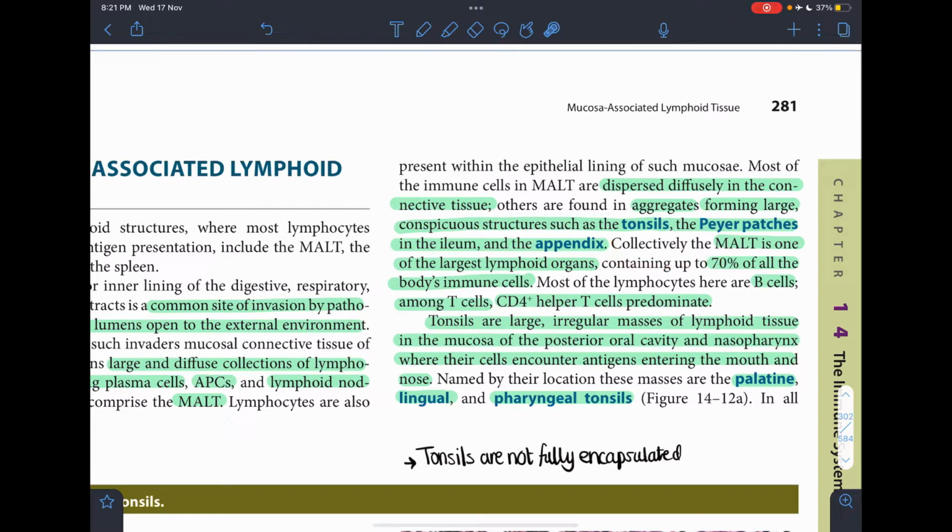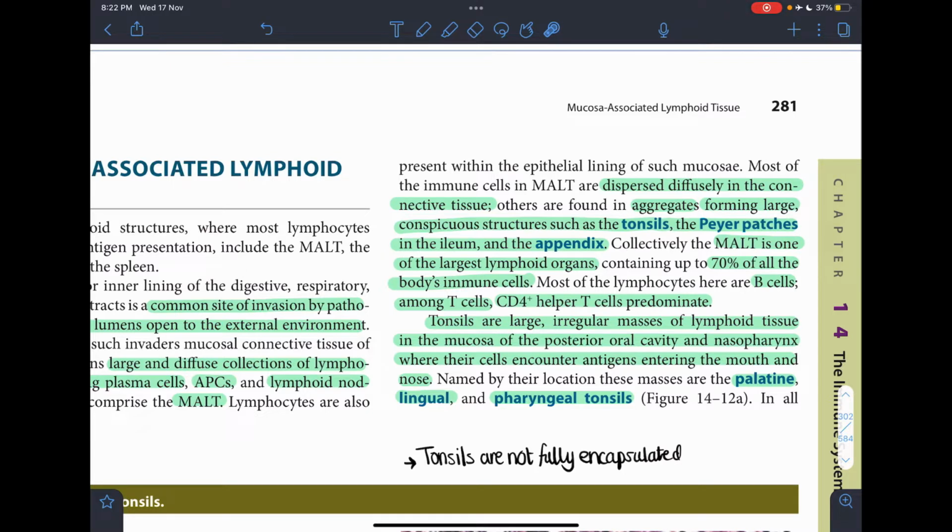Collectively, the MALT is one of the largest lymphoid organs. The largest lymphoid organ is the spleen. MALT is one of the largest, and it contains up to 70% of all the body's immune cells. Most of the lymphocytes here are B cells. Among T cells, CD4 helper T cells predominate.